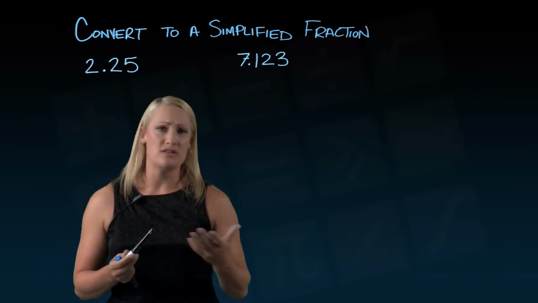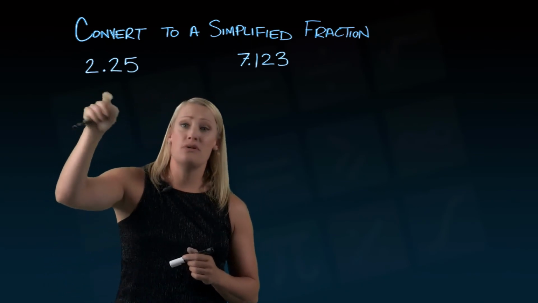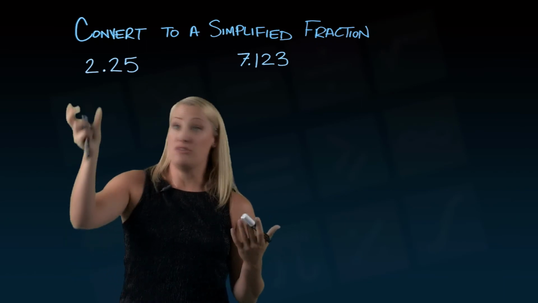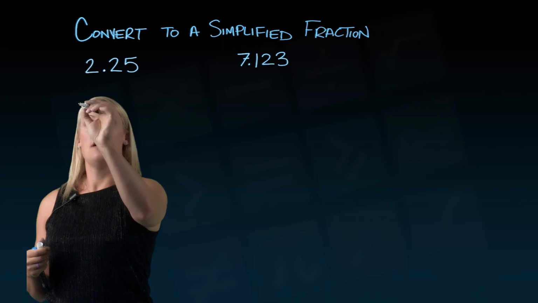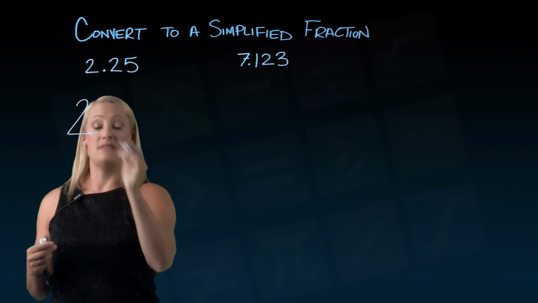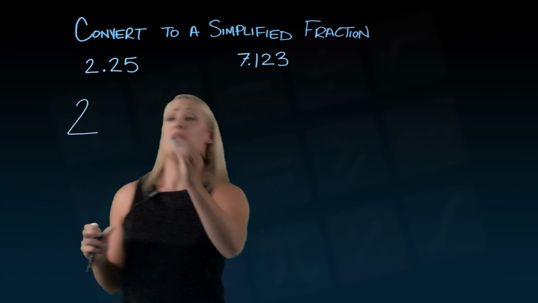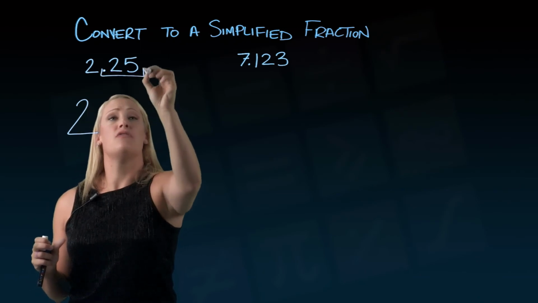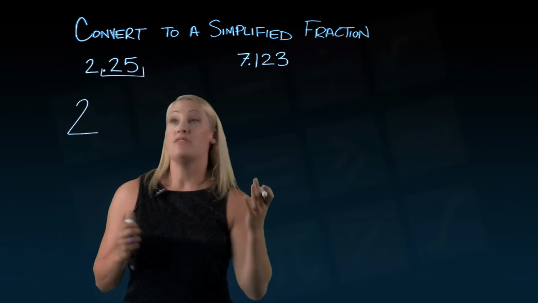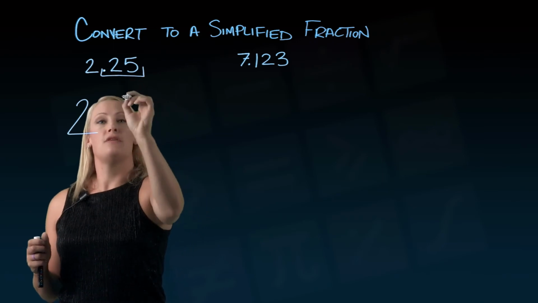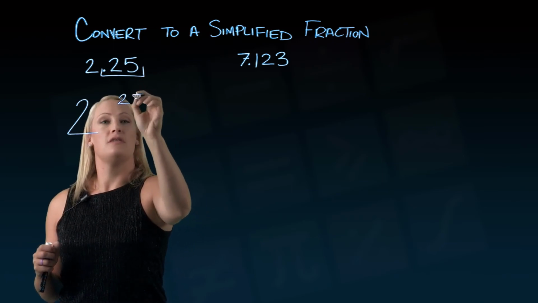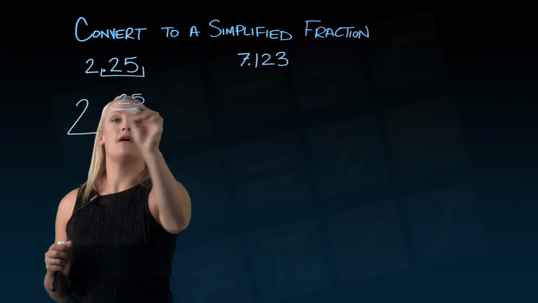So let's take a look at the first example. I've got 2.25. Now the 2 in front of the decimal is a whole number. It's not a fraction. So if I want to convert this into a fraction, I'm going to put the 2 down as a whole number. I'm not going to do anything with it. I'm going to focus on the values to the right of the decimal. And here I see a 2 and a 5. So I'm not going to worry about the decimal. I'm going to take the two numbers that I see, the 2 and the 5, and put them up there.